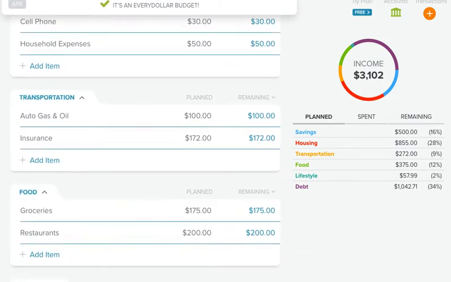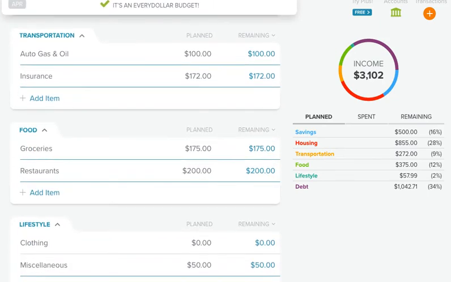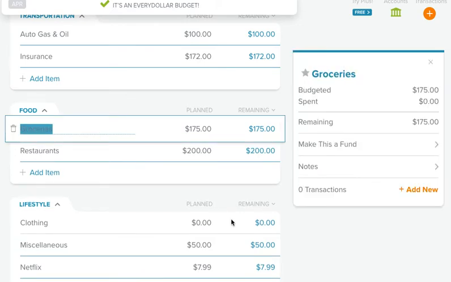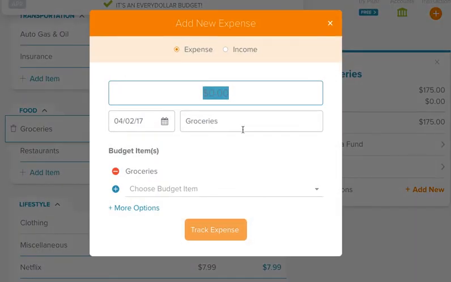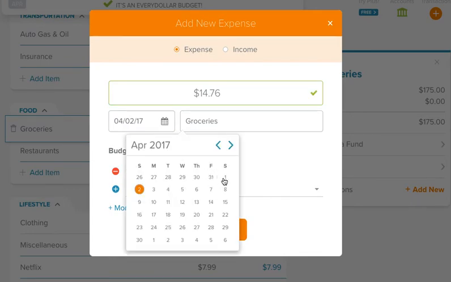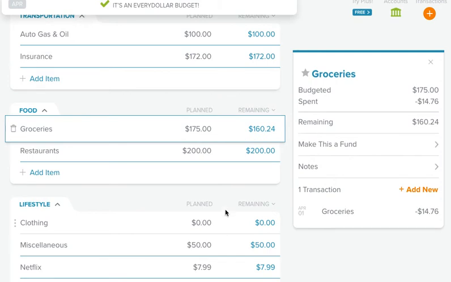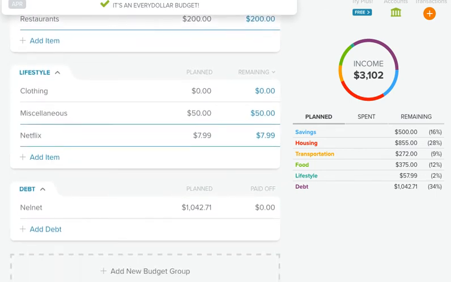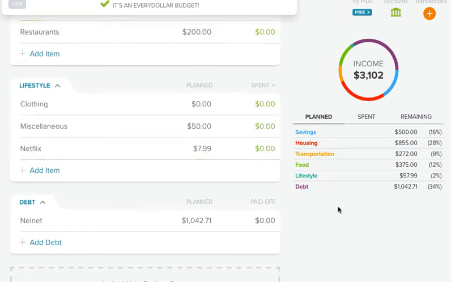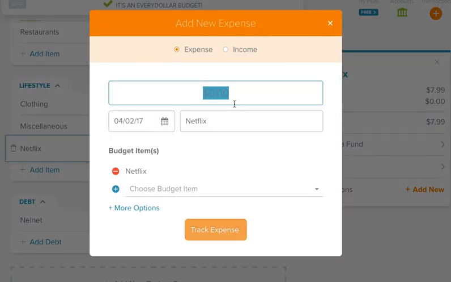I did go to the grocery store yesterday. So I'm going to go ahead and add a new transaction. So that one was $14.76. Okay. And I already paid Netflix, so I'm going to go ahead. See, I'm still trying to get the hang of it, but okay. So I'm going to go ahead and add that transaction. So $7.99 has been paid for.